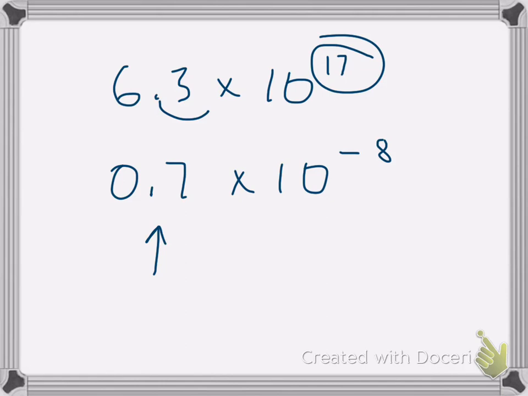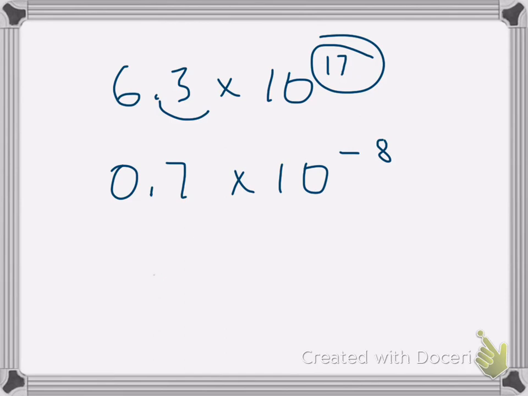7 times 10 to the negative 7. Wrong. Negative 9, right? You're right half the time. And that's what I want you to think of. This is why I want you to think of things as big numbers, small numbers.